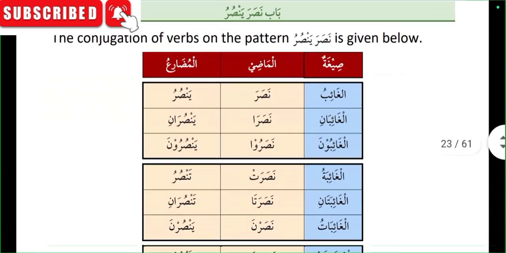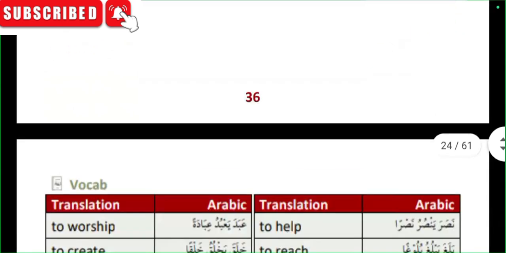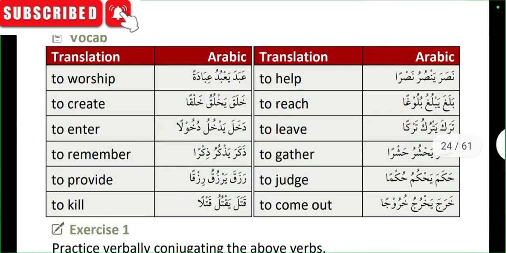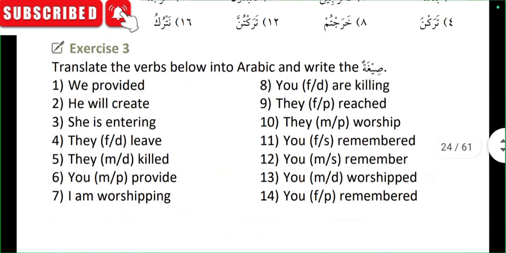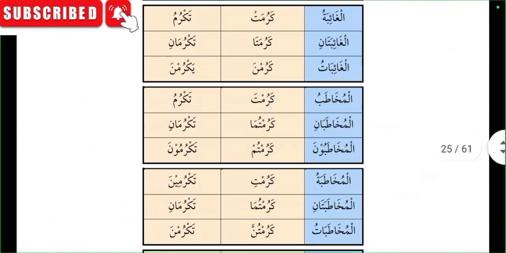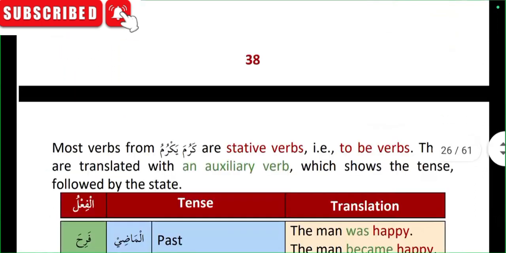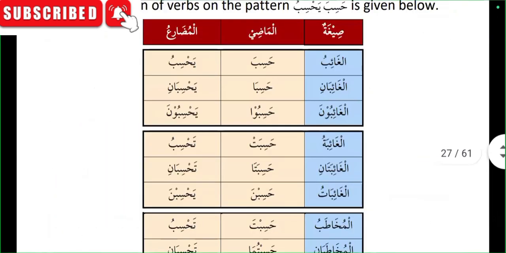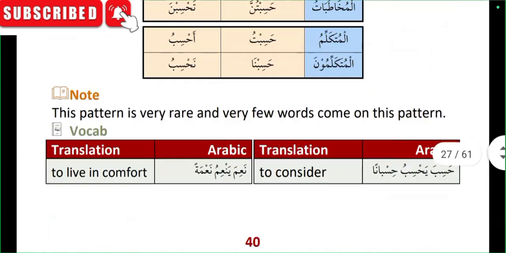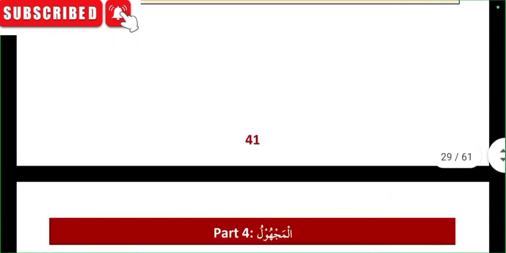Then we did nasara yansuru with all the examples, and these are the examples. And there are a lot more examples in nasara yansuru. It is the most frequently used bab in the Quran. And then we had karuma yakrumu, which is less used in the Quran, but there are some important af'al in the karuma yakrumu, what we have done until now, alhamdulillah. And then lastly, we had hasiba yahsibu with only 2 examples because it's not used in the Quran so much.